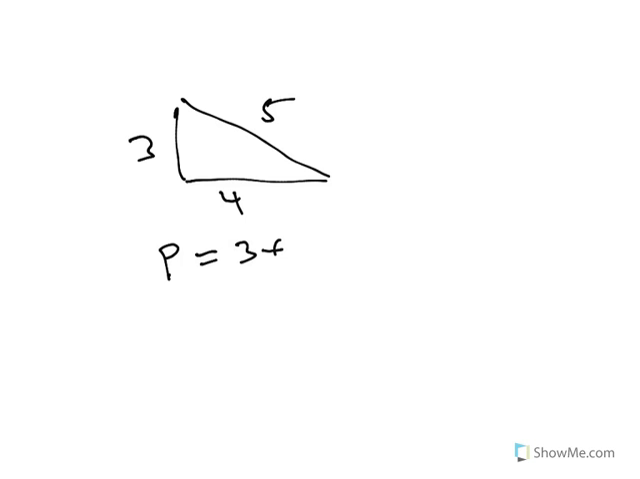Next shape is the triangle. So if I have a triangle, let me draw a triangle like this. Well, the perimeter of a triangle is easy. You just add together the 3 sides. But area of a triangle is not so obvious.